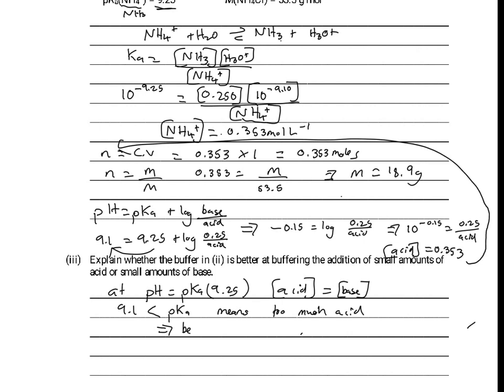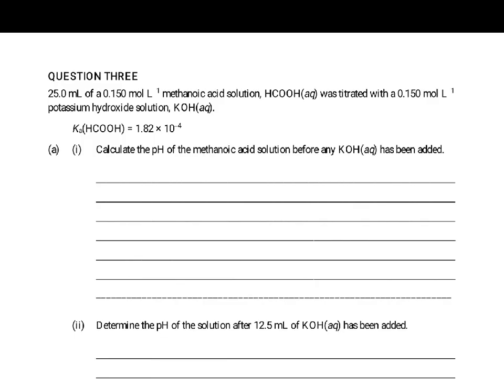And therefore, it's going to be better at buffering base. Okay, if the pH was 9.25, it would buffer acid and base equally well. If the pH was greater than 9.25, then it would buffer acid better than base.